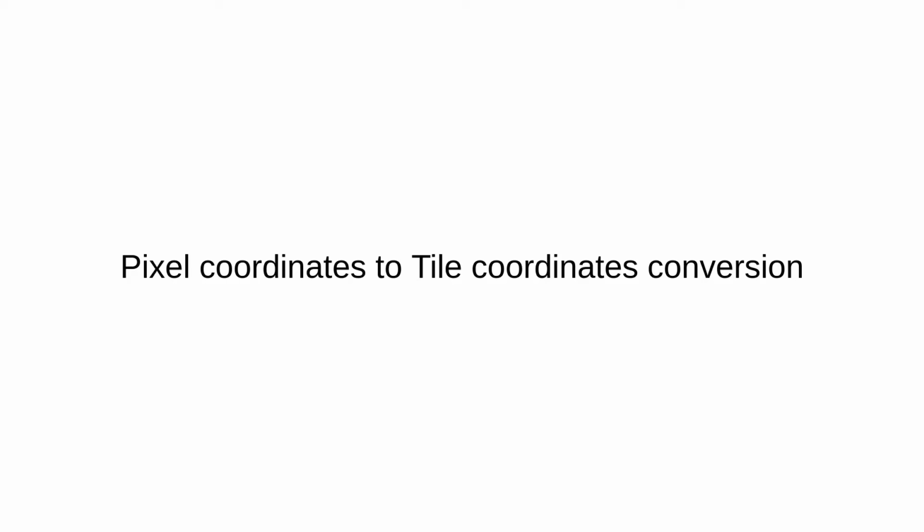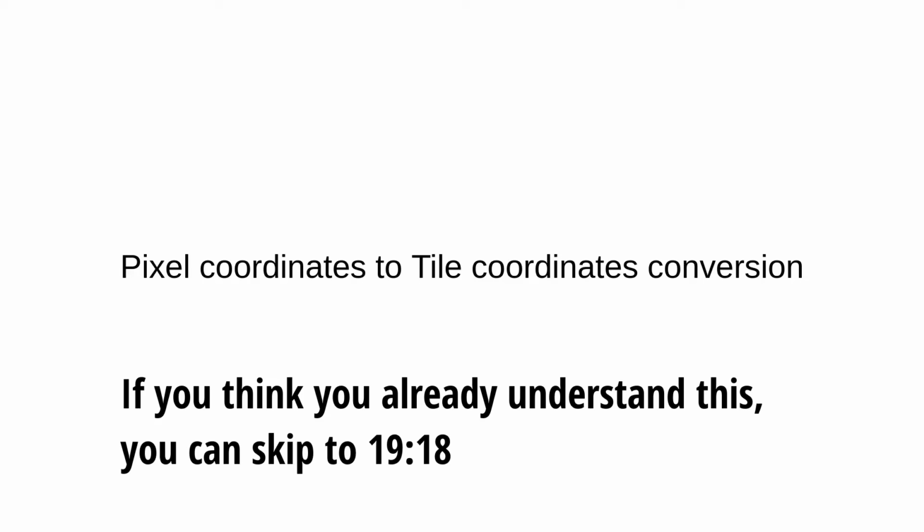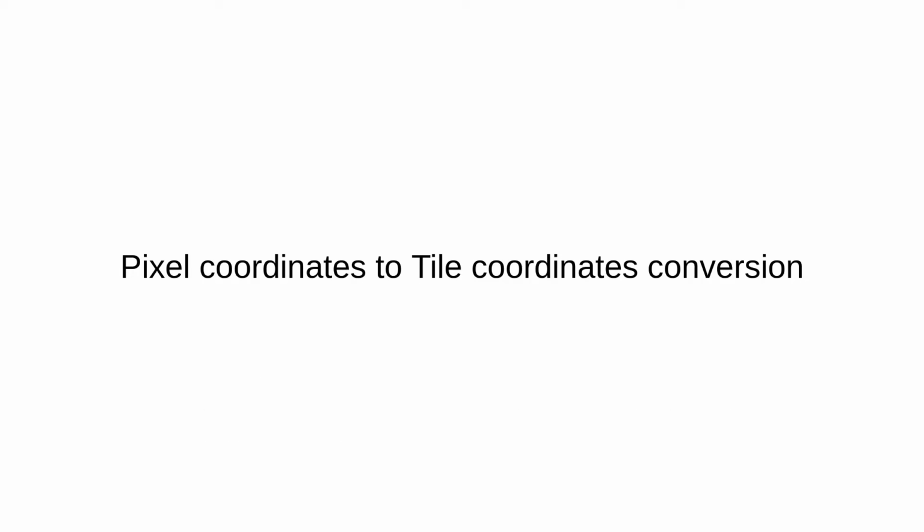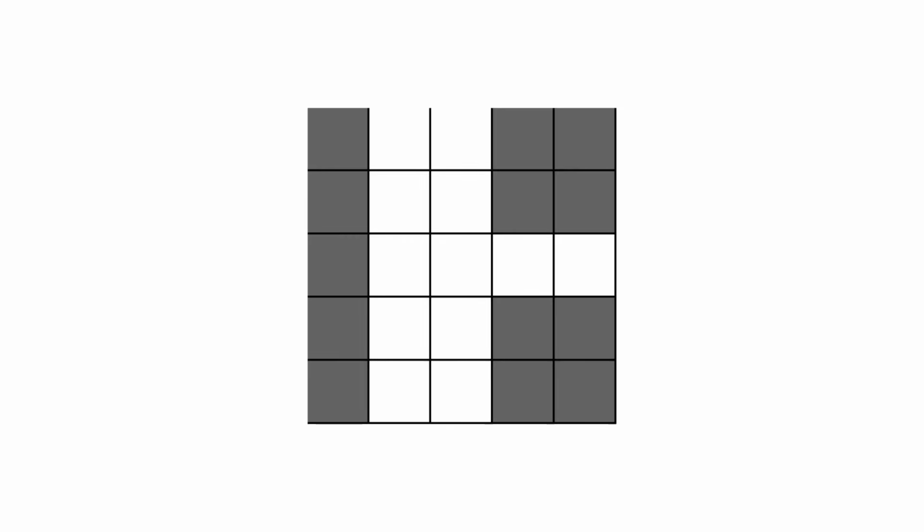But before we go further, we need to understand something first. We need to understand a very basic concept before going forward, which is converting pixel coordinates to tile coordinates. What does it mean? Well, suppose we have a map like this. The gray areas are walls and the white areas are empty. We know that our screen is made of pixels. So for this map, as you can see, each tile has 32 pixels for width and height.